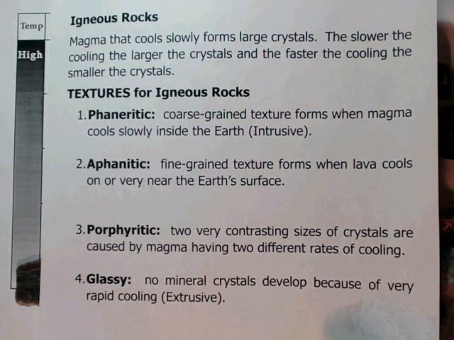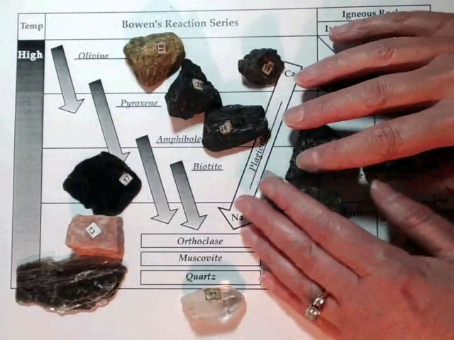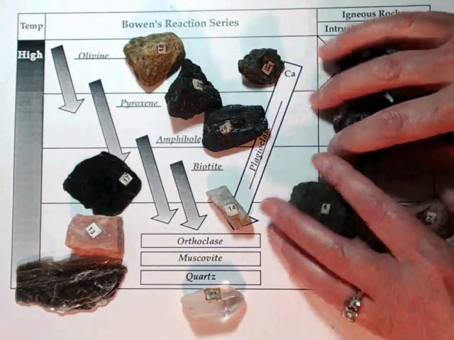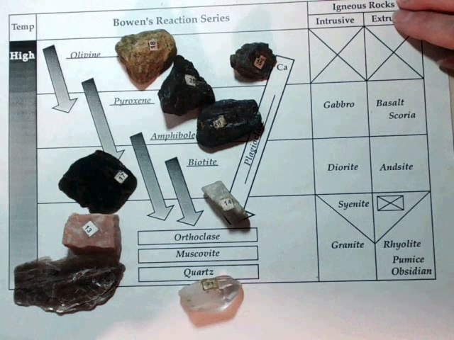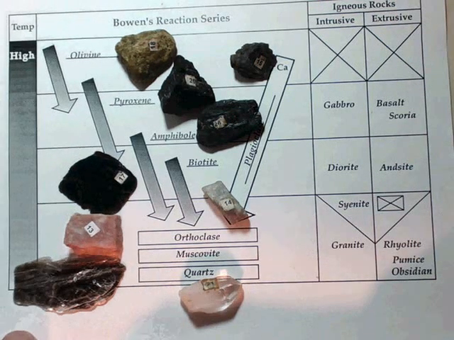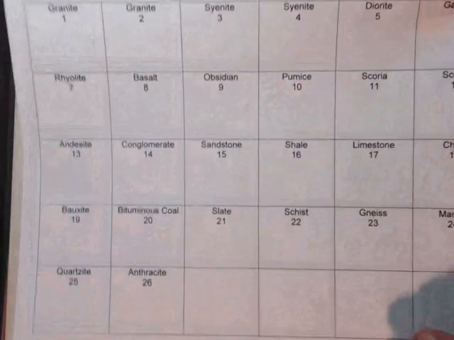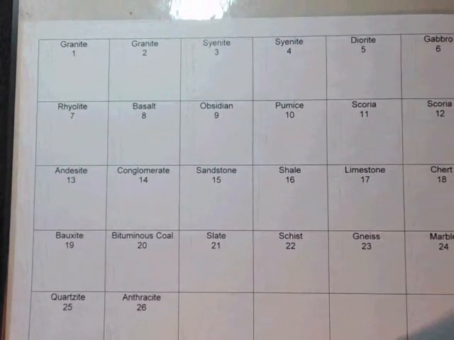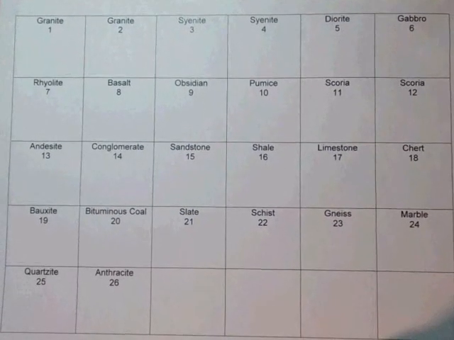So I want to go ahead and place those rocks. See if I can remove them from here. Get my rocks and move this out of the way real quick. Bowen's reaction series, so that you can see the igneous rocks placed on the key here and match up kind of a name with the sample.